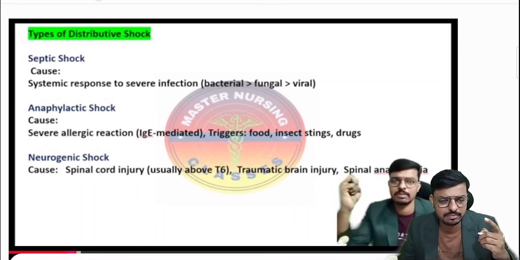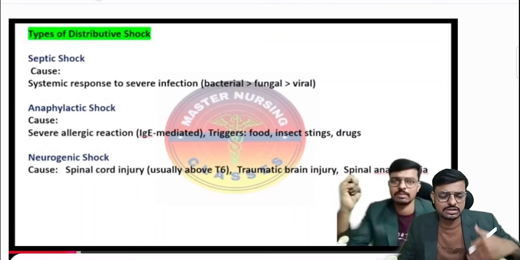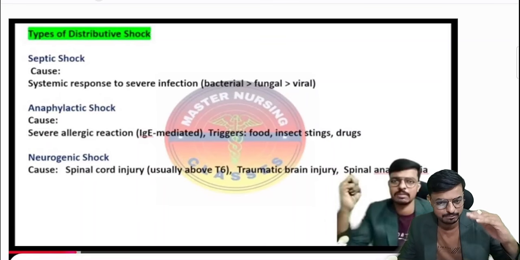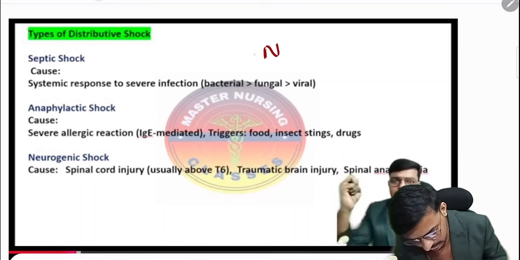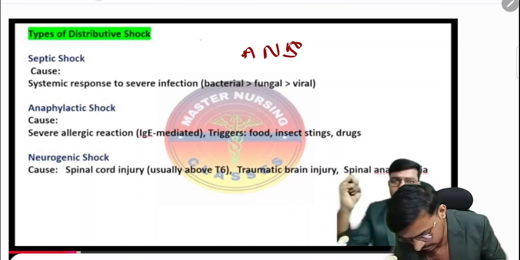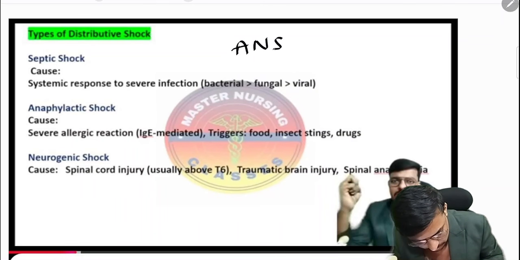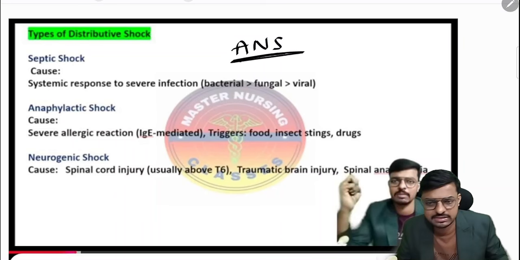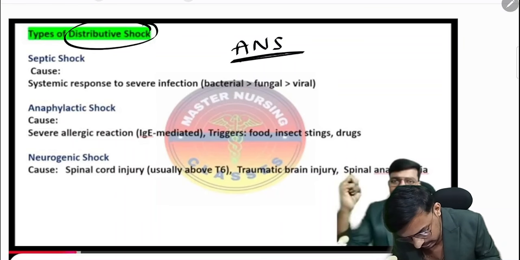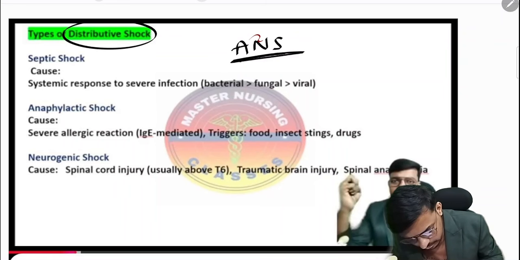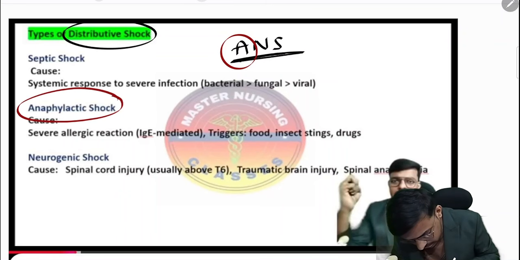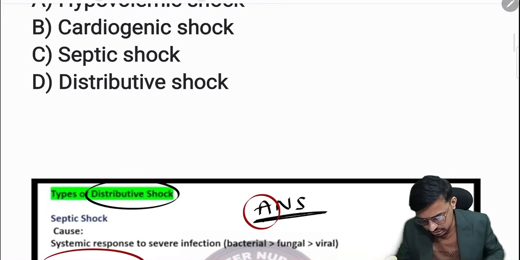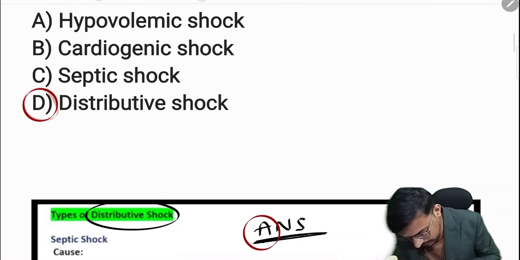How many of you are remembering? After passing the nursing officer exam, you become a senior nursing officer. After passing the senior nursing officer exam, you become an assistant nursing superintendent. That is the ANS, the assistant nursing superintendent, or the autonomic nervous system, which I gave as a mnemonic for the types of distributive shock. So the question was which type of shock anaphylaxis is, and anaphylactic shock is a distributive shock. This was the answer asked in your exam, right?